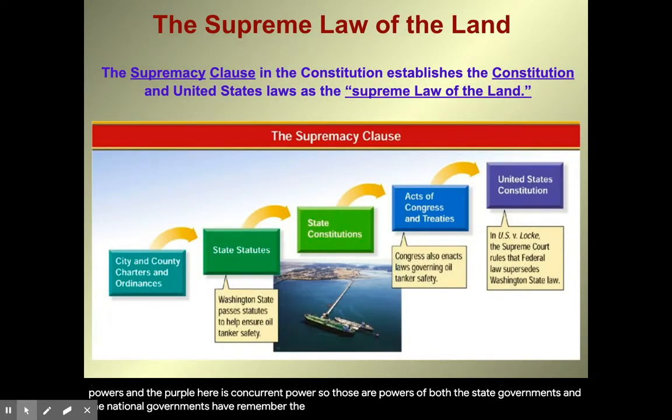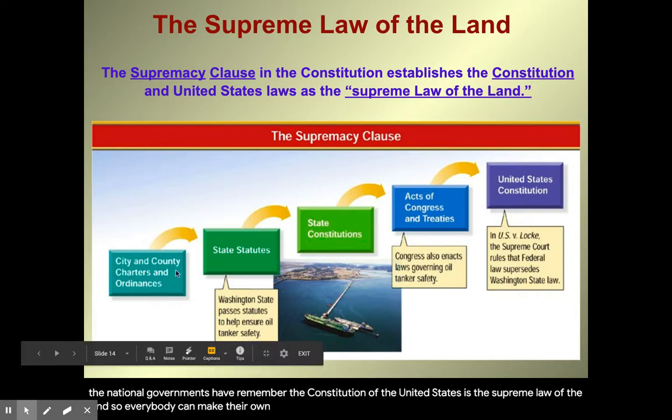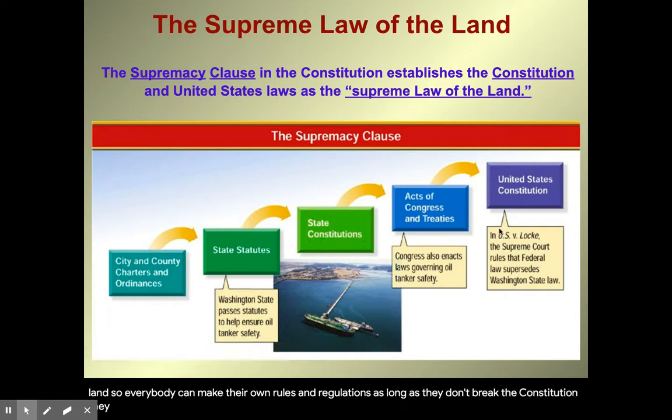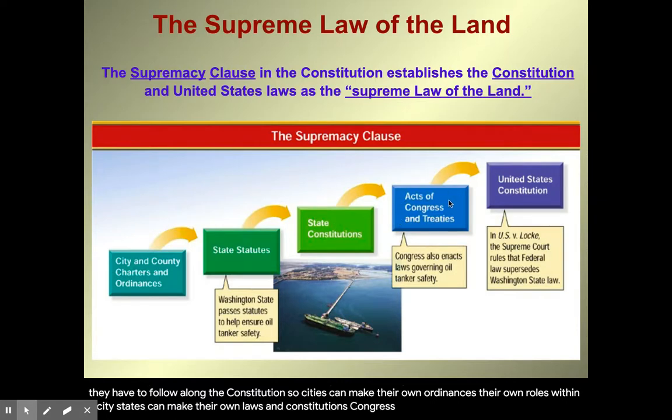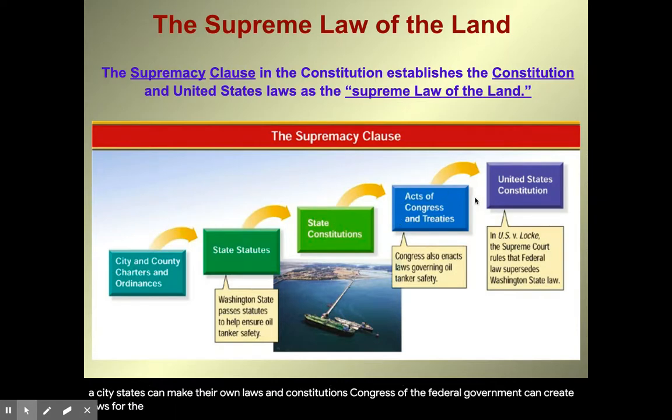Remember, the Constitution of the United States is the supreme law of the land. So everybody can make their own rules and regulations as long as they don't break the Constitution. They have to follow along the Constitution. So cities can make their own ordinances, their own rules within a city. States can make their own laws and constitutions. Congress of the federal government can create laws for the whole nation, but all of it has to fall within the rules of the Constitution.